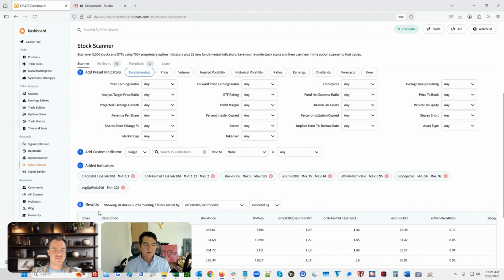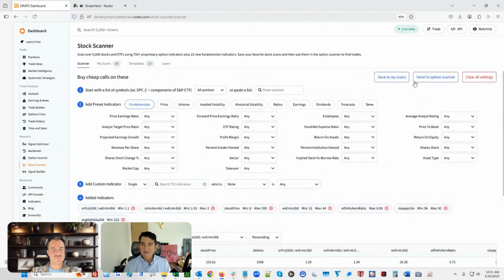So what Tyler's talking about is sometimes you get, and this one doesn't have that many because we have some pretty tight indicators, but if you have 100 results, you want to sort based on your favorite or what you're really looking for. In this case, it's the forecast. I saved it, so now what we can do is go over to the option scanner and say buy cheap calls on these.